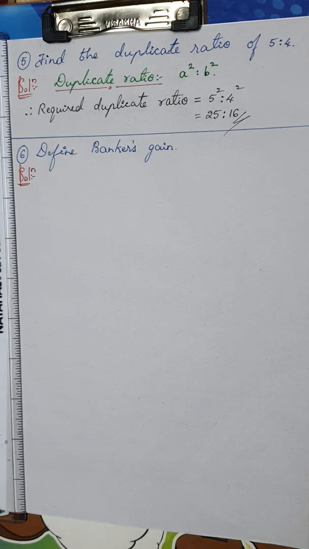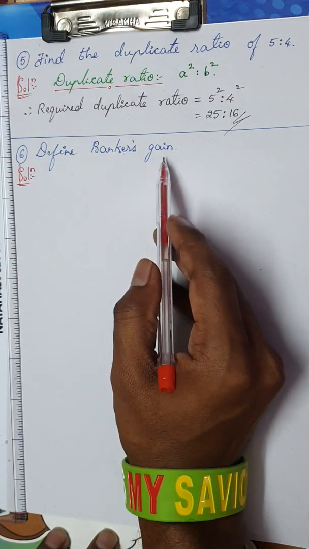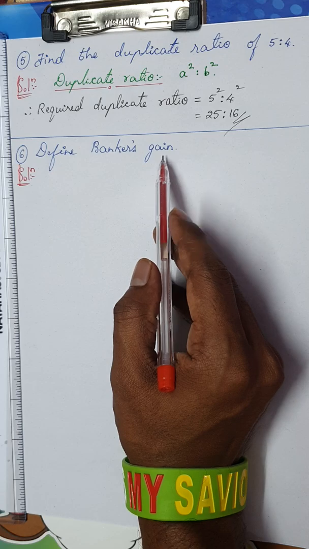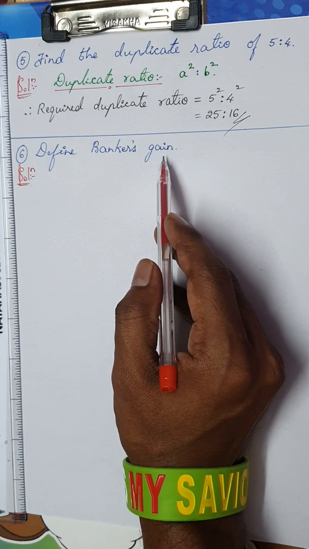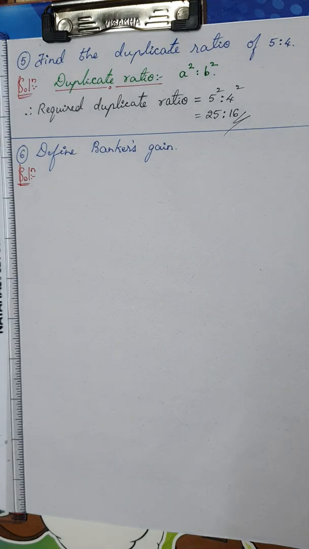Okay, students, question number 6 is a straightforward question. It's already visible here. Define banker's gain. The same question is asked in the first model question paper for 1 mark, that too as the same question number 6. So what is the banker's gain? Do you remember? BG is equal to BD minus TD. What do you mean by that? The difference between banker's discount and true discount is called the banker's gain.